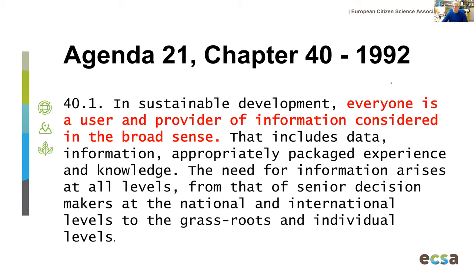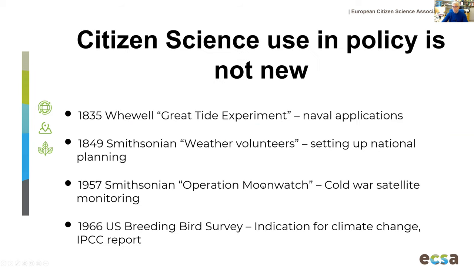But actually, we can see that there was an element of producing information that was done by many people around the globe. An example of that existed over the years. For example, in the UK, in 1835, William Whewell created a great tide experiment where thousands of volunteers around the world carried out measurements of tides every 15 minutes, and that created support for naval maps that were used by the government.